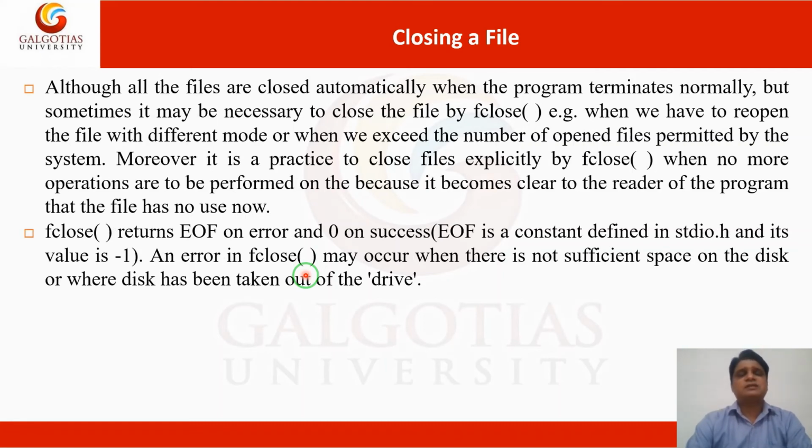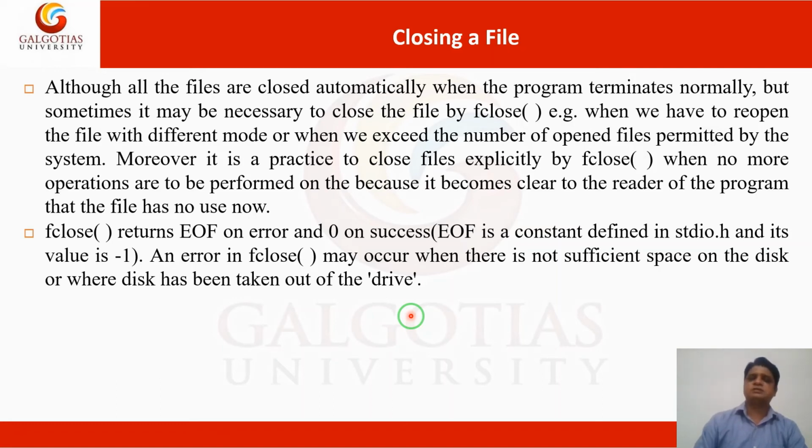All the files are closed automatically when the program terminates normally, but sometimes it is necessary to close the file with the fclose function. What is the reason? For example, if you want to perform two types of operation, first writing data and then reading data, your file will be opened in two modes. Firstly you use the write mode, then you have to close it, and again open the file in read mode for the further operations.